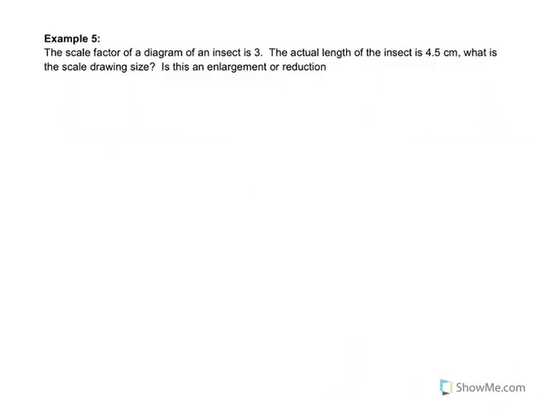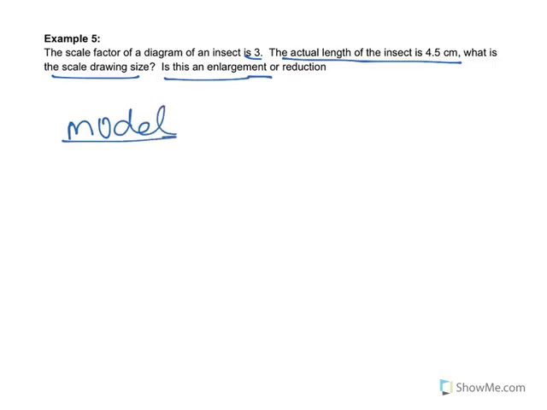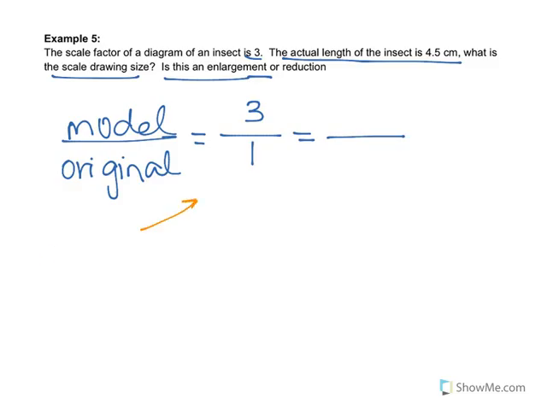Last example, the scale factor of a diagram of an insect is 3. The actual length of the insect is 4.5. Is this an enlargement or reduction, and what's the drawing size? So we'll start model over original. It only gives us the number 3. So we need to make that into a fraction. Whenever you do not have a denominator and there's no number, it's the same as saying it's over 1. So it's 3 over 1. First off, before we even answer the question, this is going to be an enlargement. And I know because the top is bigger than the bottom. And it makes sense. You take a small thing and we're drawing a picture of it, so we're going to make it bigger.